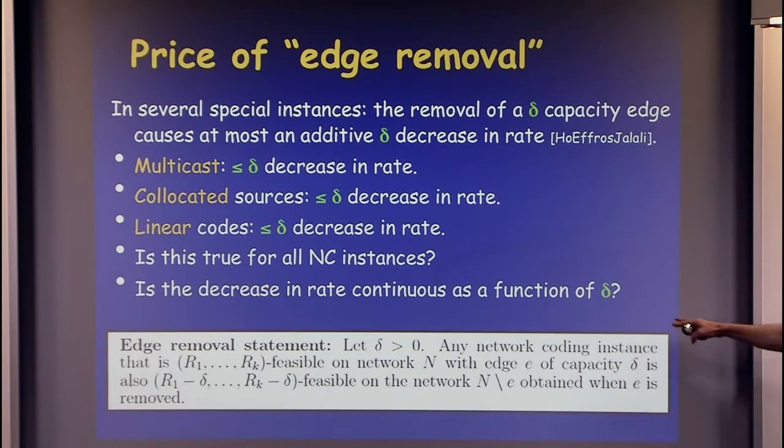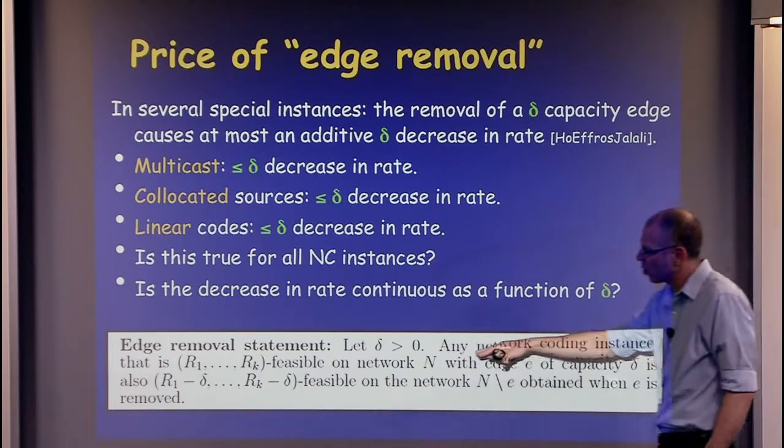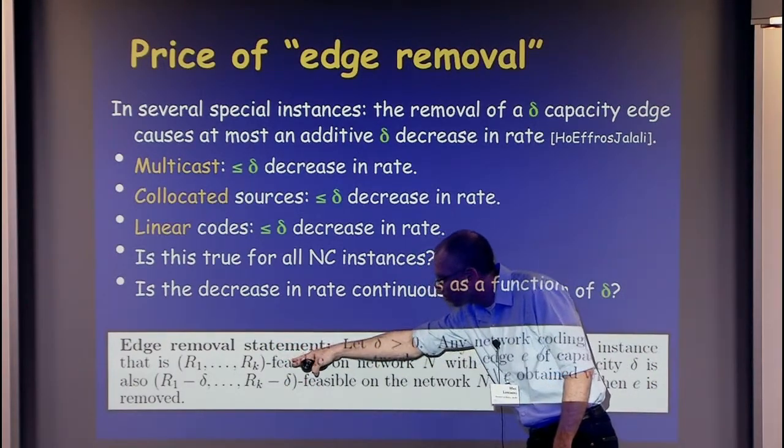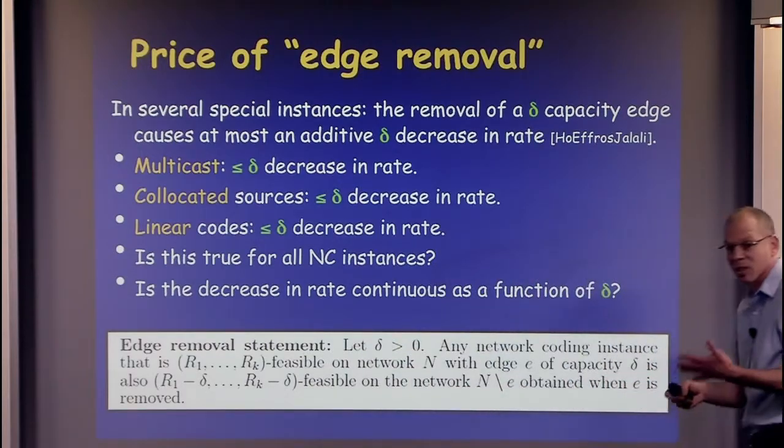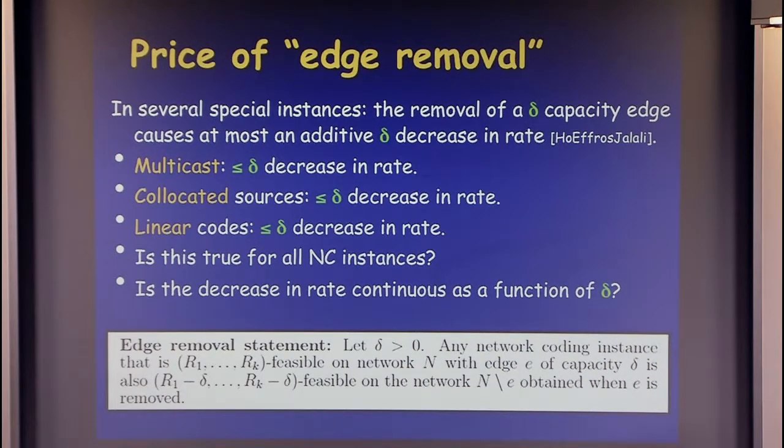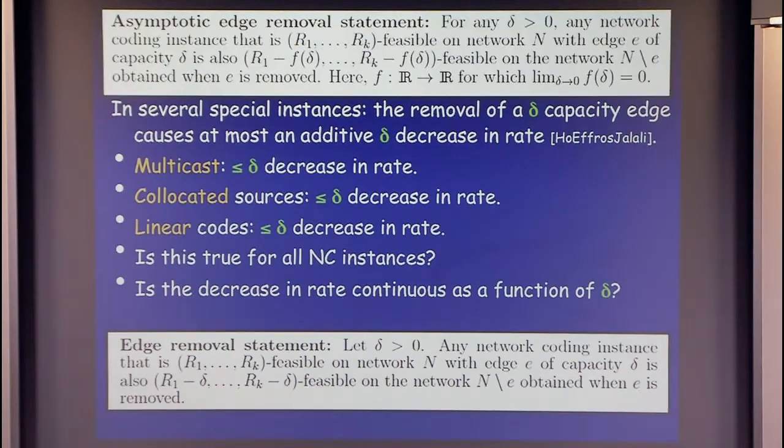You can relax this problem a little bit and not think of this very strict requirement of going from the rate tuple R1 to Rk to a rate tuple of R1 minus delta to Rk minus delta. You can think of a more asymptotic edge removal statement, which is a little bit dense, but says essentially the following. Let's say I have a network and my delta capacity edge is really delta capacity in the sense that delta is very small, let's say negligible. So I can have block length n and I can have the edge being of capacity log n over n, in the sense that it communicates only log n bits.